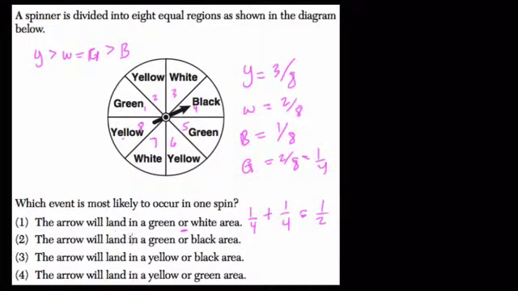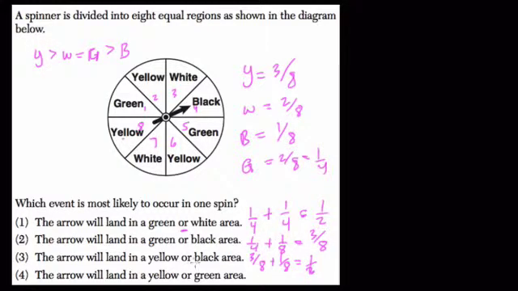The arrow ends in a green or a black. So green, 1/4 plus 1/8. A fourth is 2/8. Oops. So that's 3/8, which is less than a half, because 4/8 is a half. Yellow or black. So 3/8 plus 1/8, which is also a half. So far, you can tell the answer has to be 4, right? These two are equal, so neither of them are more likely than the other, and this one's less.